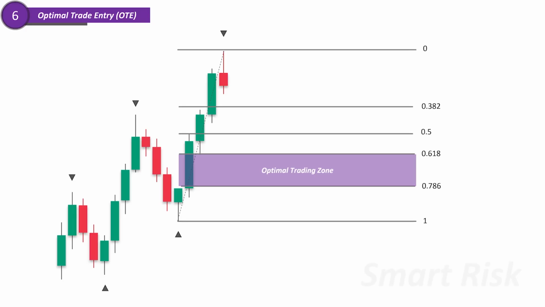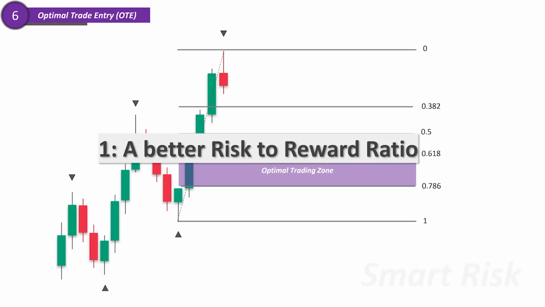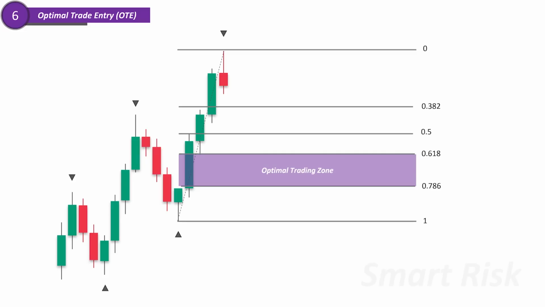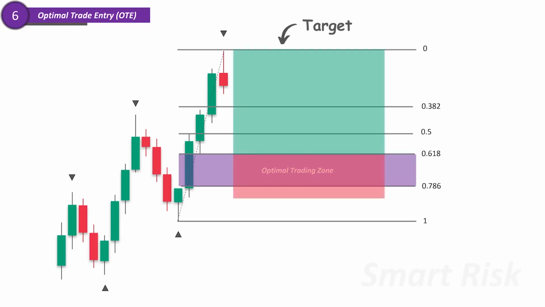This is because of 3 main reasons. The first reason is a better risk-to-reward ratio. We know that wherever we enter the trade, our first target would be the previous high, because this is where liquidity usually rests and where the price is likely to reach, so this zone provides a higher risk-to-reward ratio.